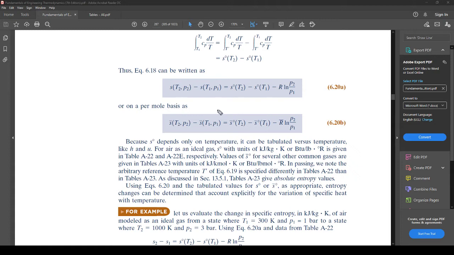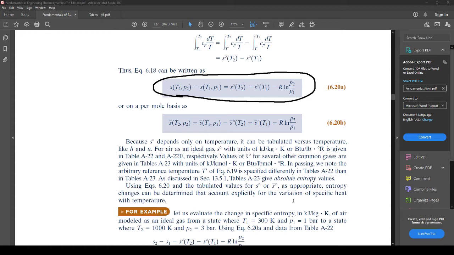So right here, this is the one that we need to know, and I think this is the one that's on your equation sheet. Okay? So it says, because S absolute depends only on temperature, it can be tabulated versus temperature like H and U. For air as an ideal gas, S absolute with units of kilojoules per kilogram Kelvin or BTUs per pound Rankine is given in tables A-22 and A-22E. Values of S absolute for several other common gases are given in tables A-23. We don't really use those very much.